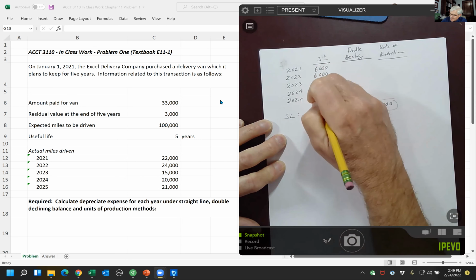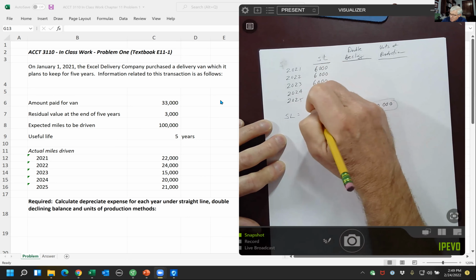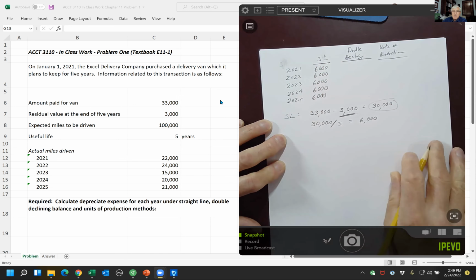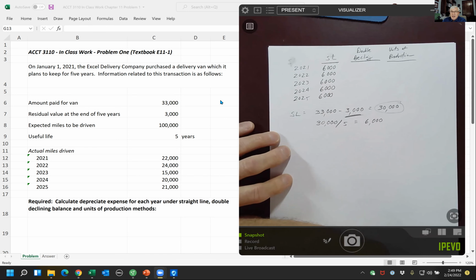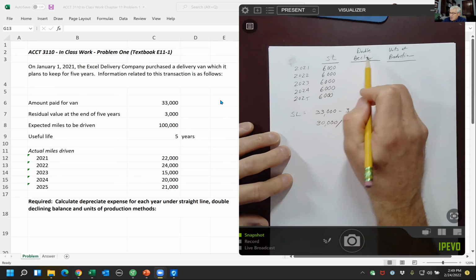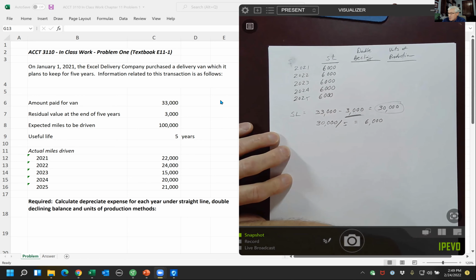Easy stuff here. And that's why most companies, for financial reporting purposes, use the straight line method. They'll use the accelerated methods allowed by the IRS, and the double declining method for tax purposes, because we get earlier deductions. Let's see how that works.